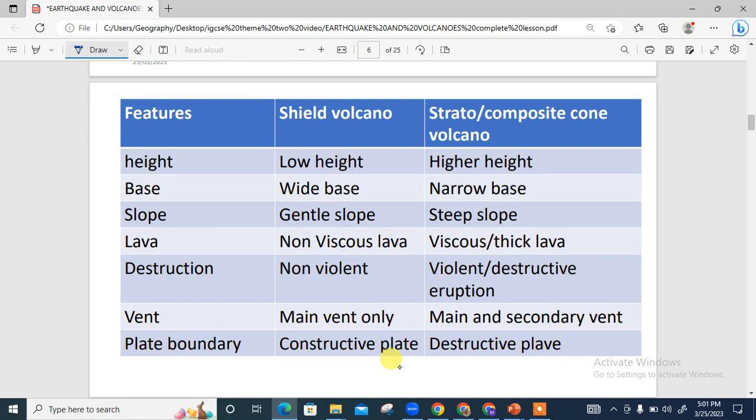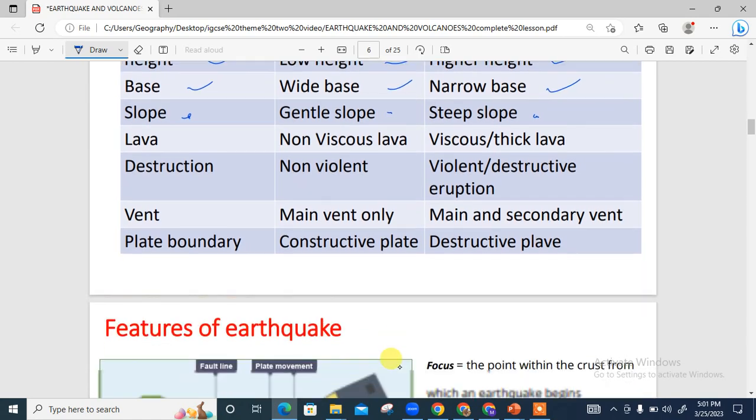So I said features in terms of height: shield is low, composite cone is higher. The base: shield volcanoes have a wide base, while composite have a narrow base. In terms of slope, shield volcanoes have a gentle slope, while strato or composite cone volcanoes have a steep slope. So you can actually pause the video and just look at the difference between the two. I think I've explained it earlier.